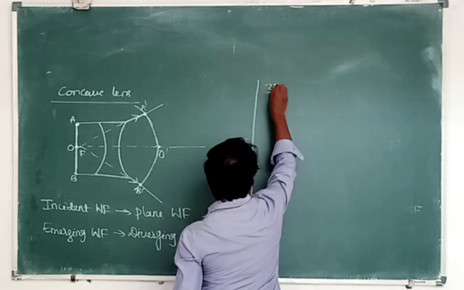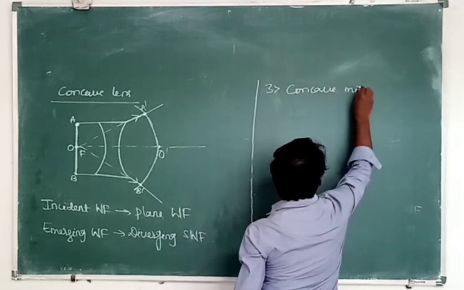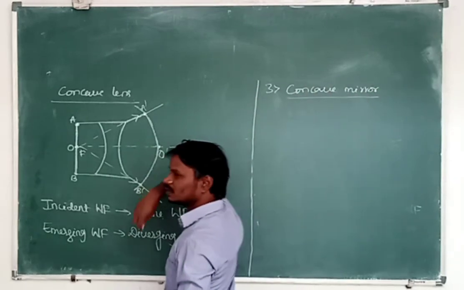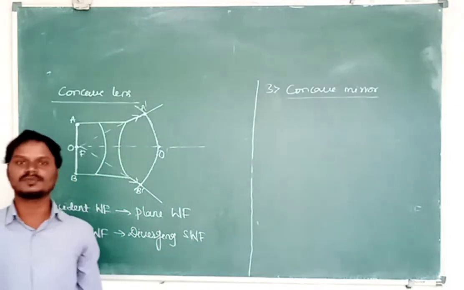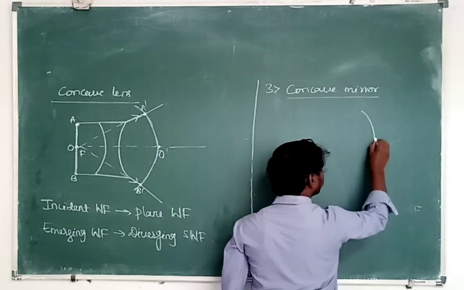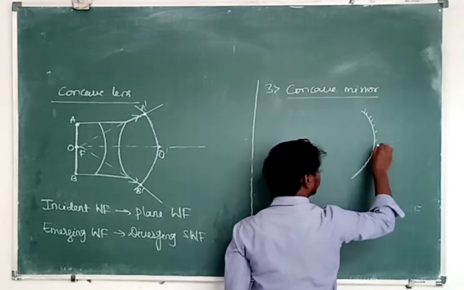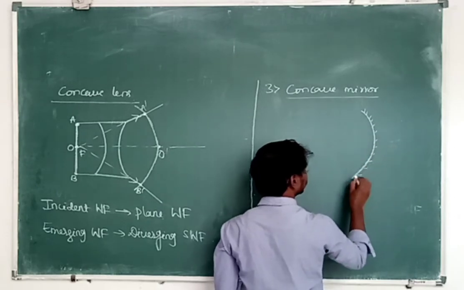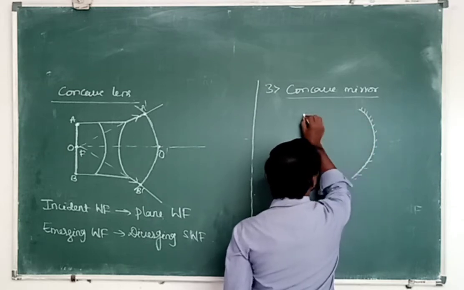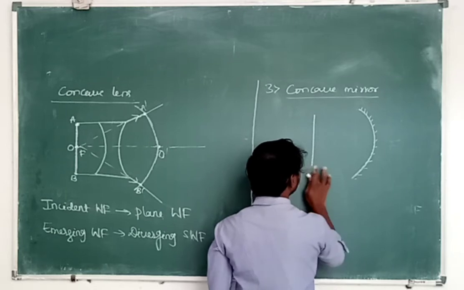Last case we are going to discuss about mirror, concave mirror. Next, number 3, concave mirror. But here reflection takes place, not a refraction. That is why we are not going to say emerging wavefront. Now it is a concave mirror. Here the reflection of light takes place, when a plane wavefront is incident on the concave mirror.